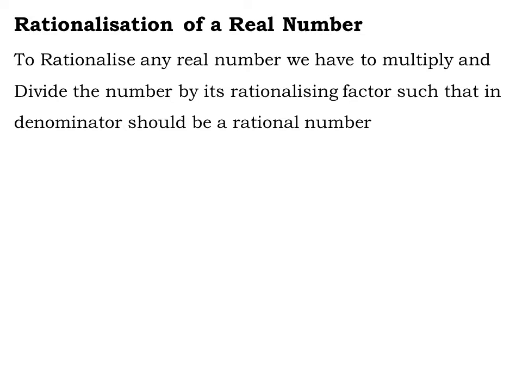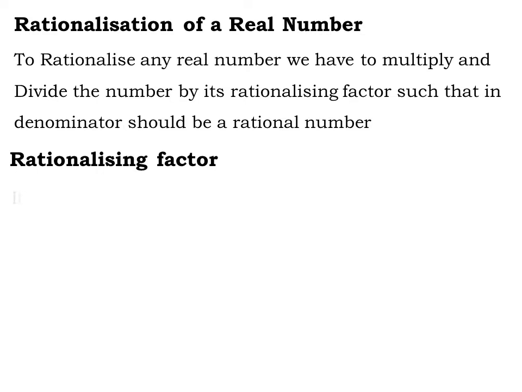Whenever a number is given, if the denominator is irrational, then we have to multiply and divide it by its rationalizing factor, such that the denominator becomes a rational number. The main point is that you cannot leave an irrational number in a denominator. Let's take some examples. What is a rationalizing factor? We will write the types of denominators and then their rationalizing factors.